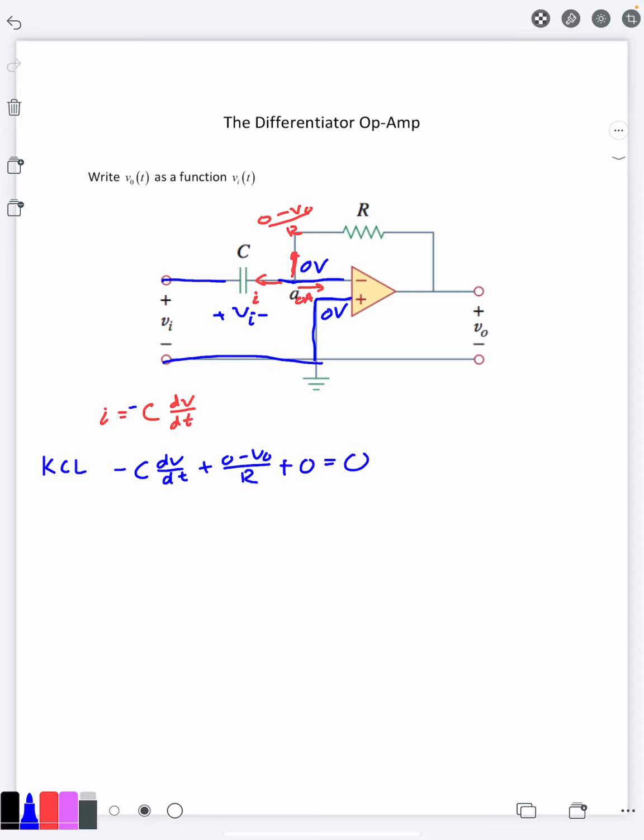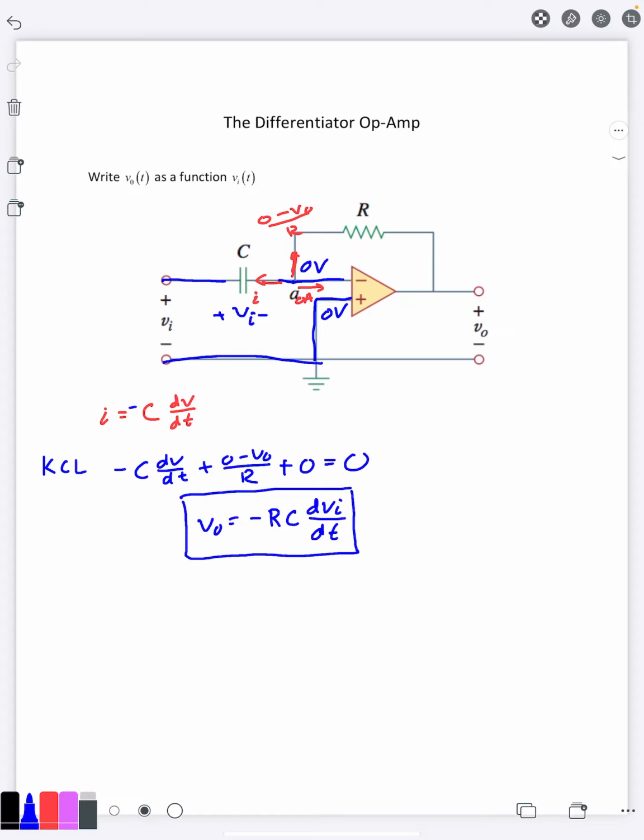And if you do a little bit of work here, move things over to one side, multiply by R, you are going to have the following here, that the output voltage V0 is equal to negative RC times the derivative of the input voltage. And so what you see here is that this circuit will take whatever the input voltage is, take the derivative, scale it by RC, whatever number that works out to be, and then invert it with a negative sign, and that will give you the output voltage.